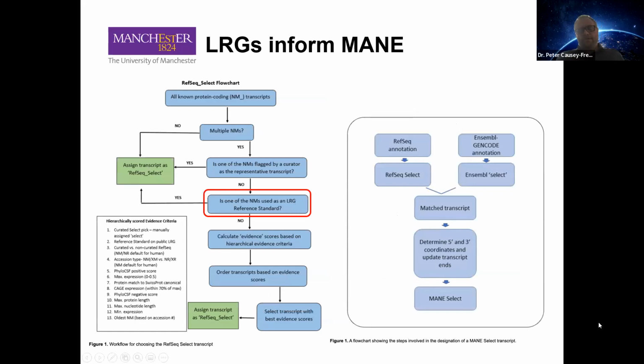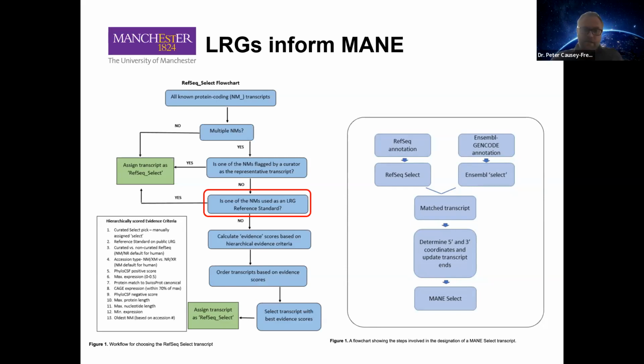And also, another reason I'm saying don't be too afraid of these is that part of the process to make MANE transcripts is for the reference sequence body, so in this case RefSeq, to identify what it thinks to be the select transcript, the main select transcript in its own right. So in this case, it is called the RefSeq Select. The bit I've highlighted here shows you that if there's actually been an LRG transcript made, a reference standard made, they will consider this. They will just carry this through to their Select project and it'll automatically incorporate into MANE.